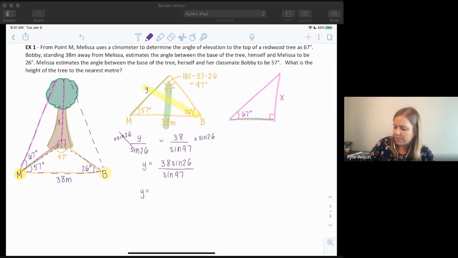I'm just going to put that whole thing in my calculator in an effort not to get any rounding error. 38 sine 26 divided by sine 97. And that will give me 16.8 meters. So again, I'm going to take that 16.8 meters and put it in my original diagram just to keep track of it. I'm also going to put it here, and I can also put it on my pink triangle over here.